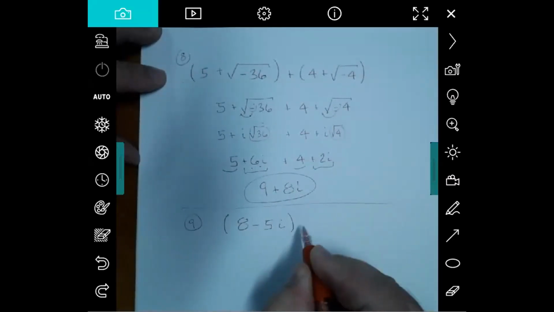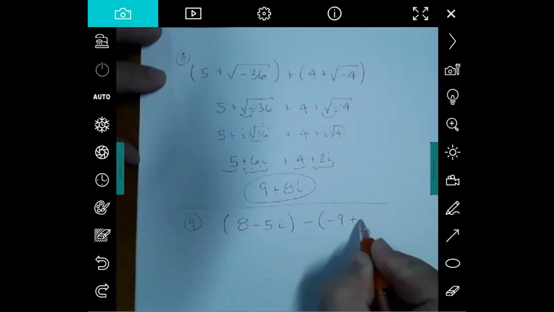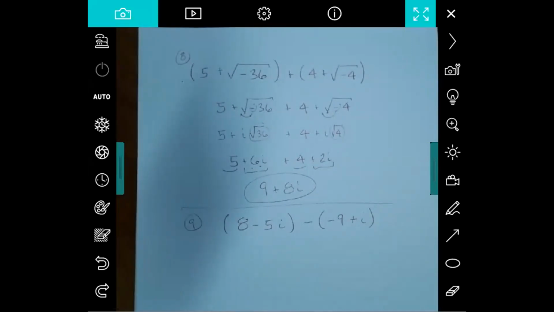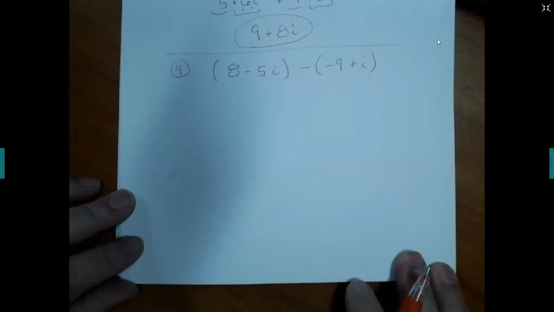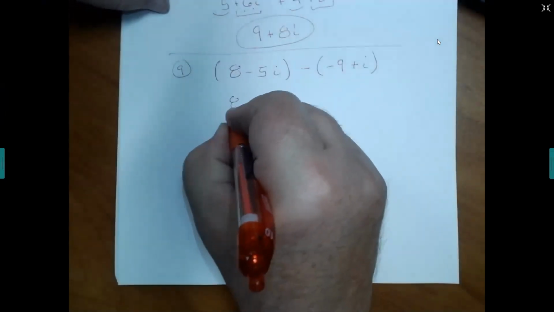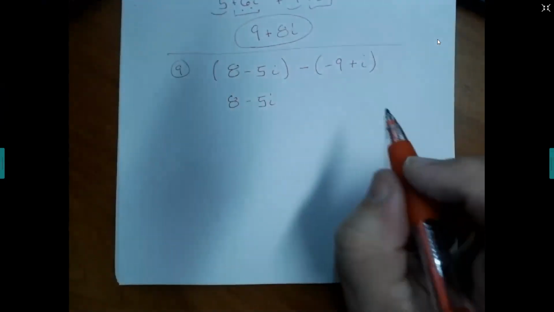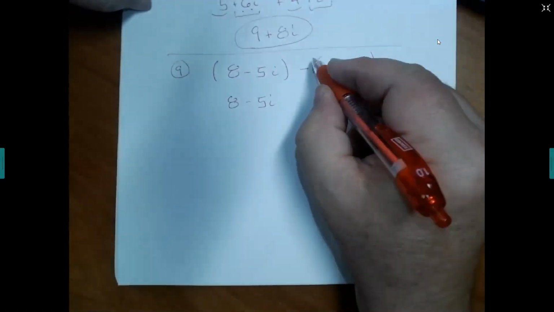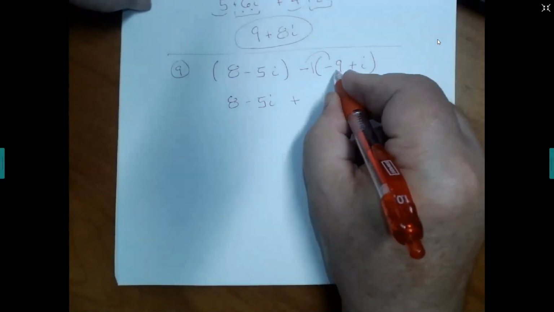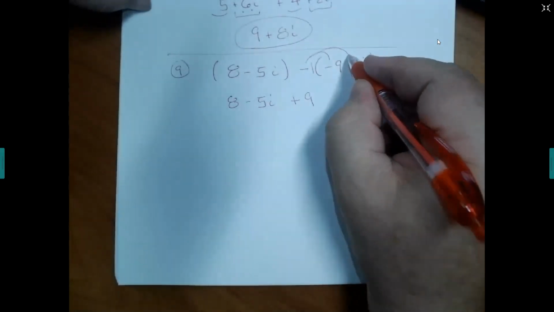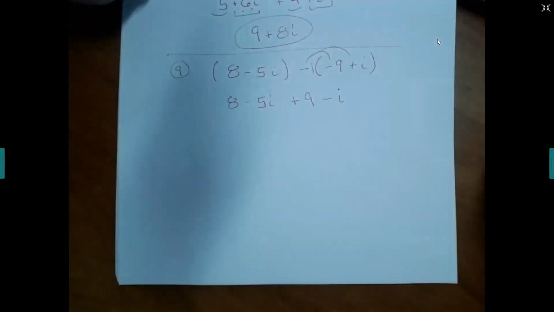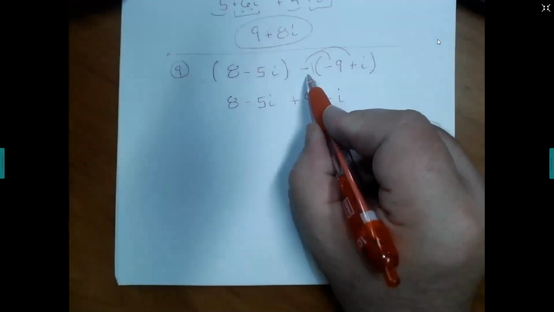Eight minus 5i minus negative 9 plus i. And we can't do anything inside the parentheses. There's nothing in front, so we just drop the first parenthesis. Now, in front of here, there's a negative 1. So negative times negative is a positive. 1 times 9 is 9. A negative times a positive is a negative. 1 times i is i. Yeah, the signs, you have to make sure you follow the signs.